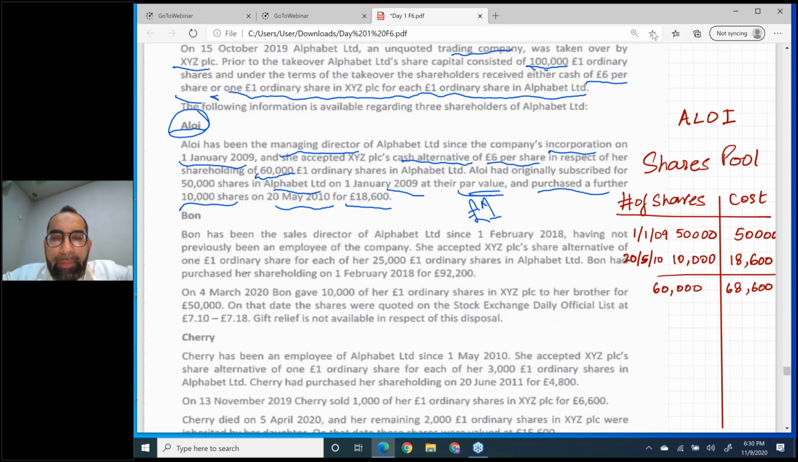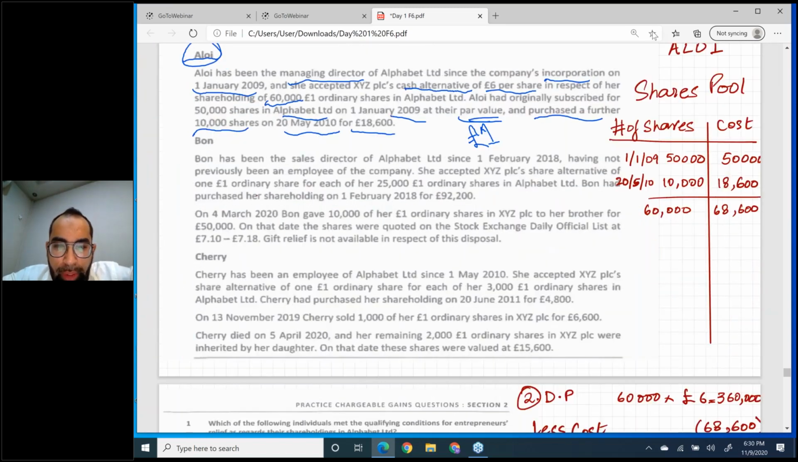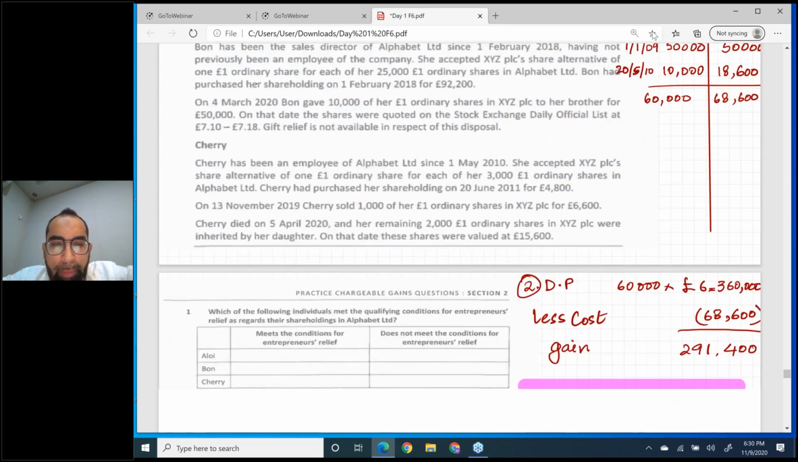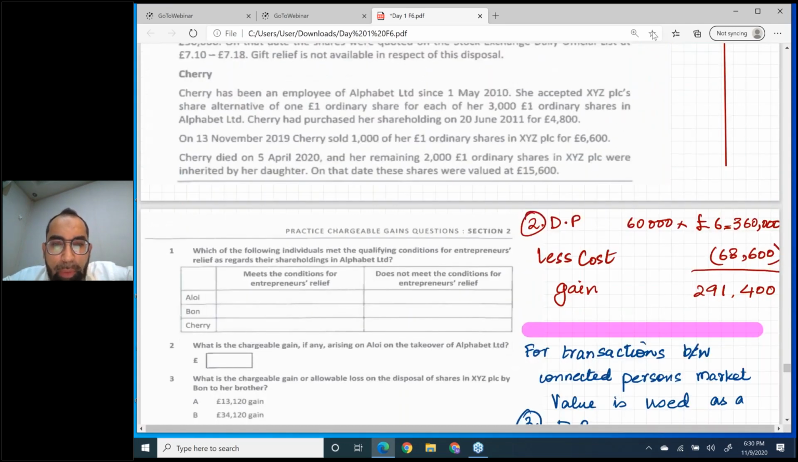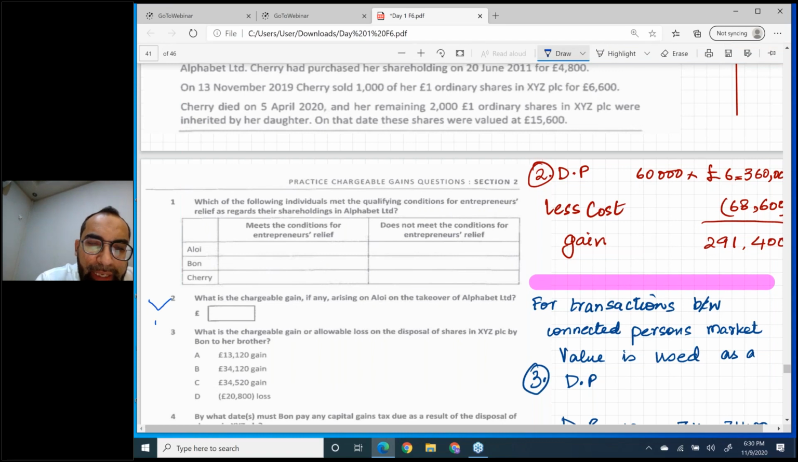Now wait, let me go to the requirement. First of all, I'm doing requirement number 2. What is the chargeable gain, if any, arising on Alloy on the date of takeover of Alphabetic Limited?